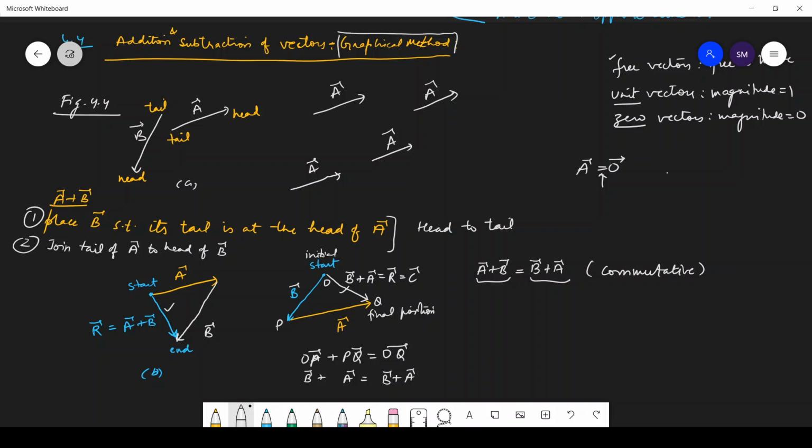So we are joining the head with the tail, okay? So head of B with the tail of A. So head to tail method.